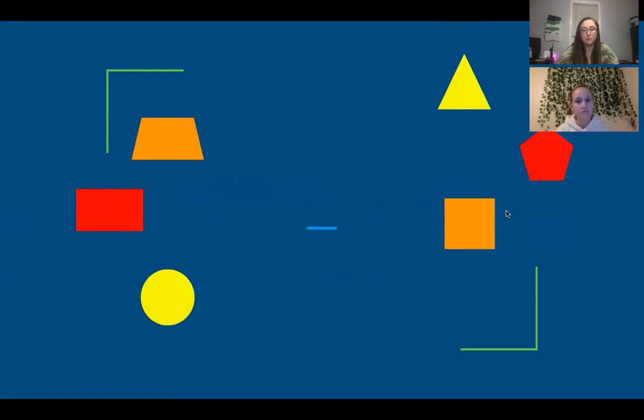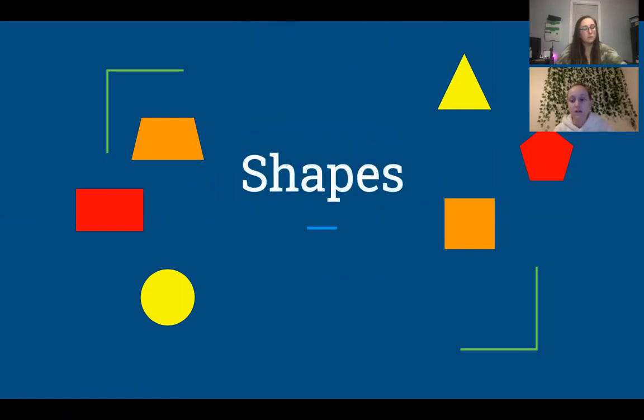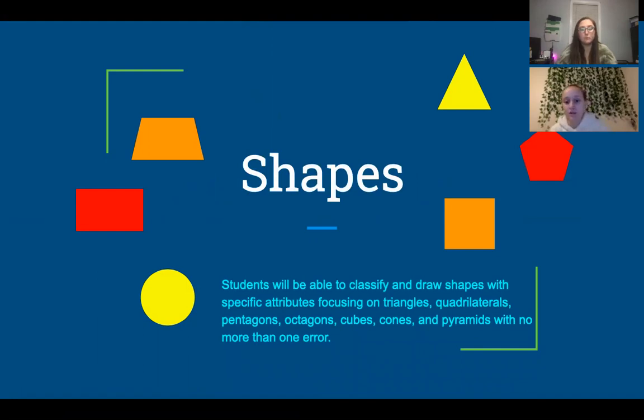Okay, so based on these pictures, what do you think we're learning about today? That's right, you guessed it. We're going to start learning about shapes. So after today's lesson, you're going to be able to classify and draw shapes with specific attributes, focusing on triangles, quadrilaterals, pentagons, octagons, cubes, cones, and pyramids.